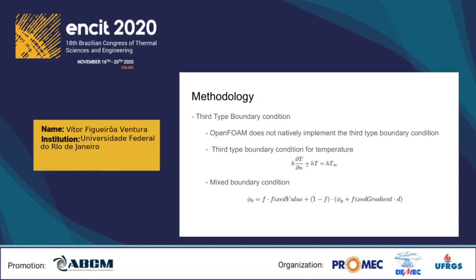I had to implement a third type boundary condition. Third type boundary condition is not implemented in OpenFOAM, but there is a boundary condition called mixed boundary condition. This condition asks for three factors: a fraction, a fixed value, and a fixed gradient. So you can rearrange the third type boundary condition to make a parallel between these two boundary conditions.